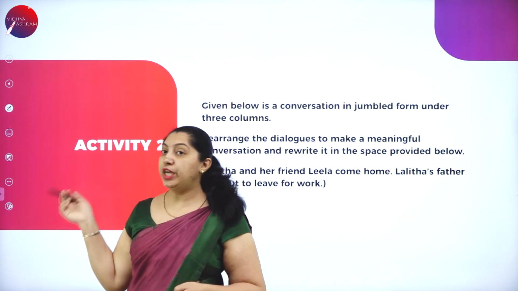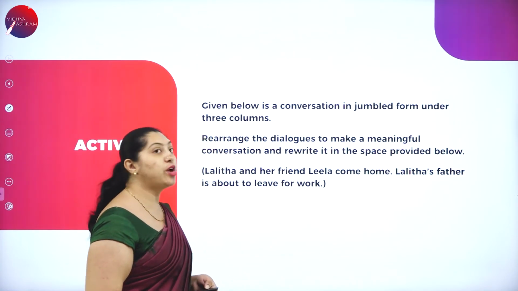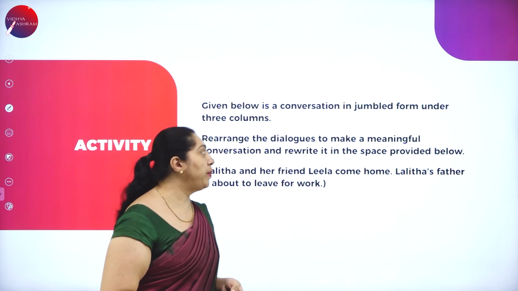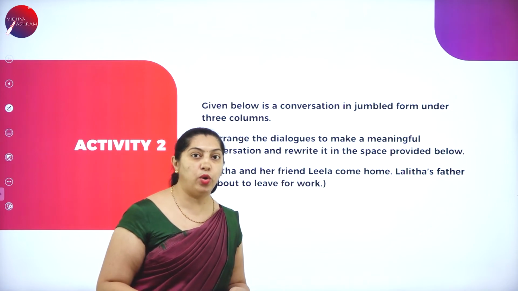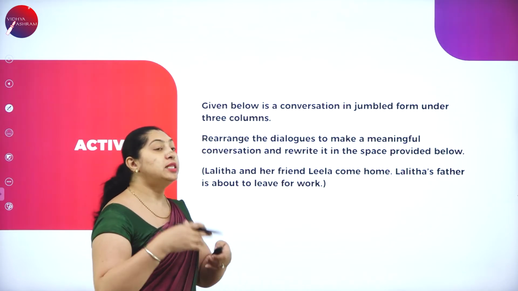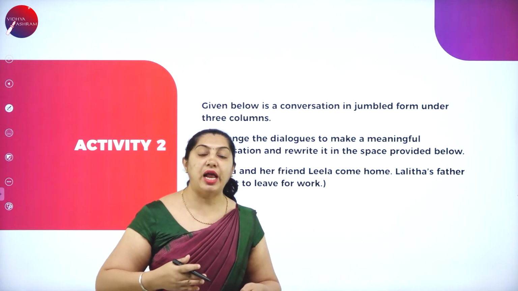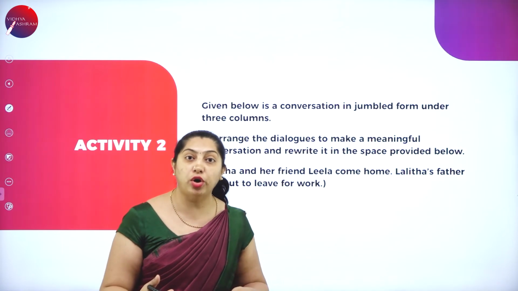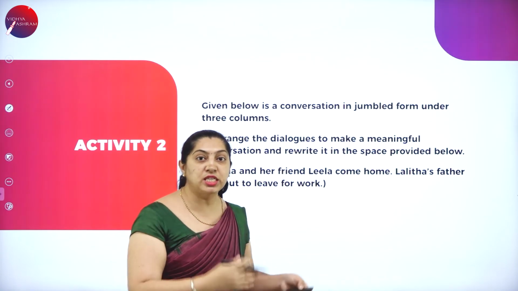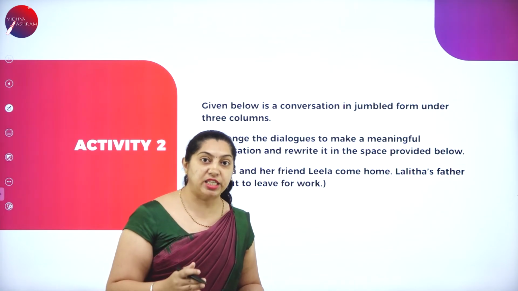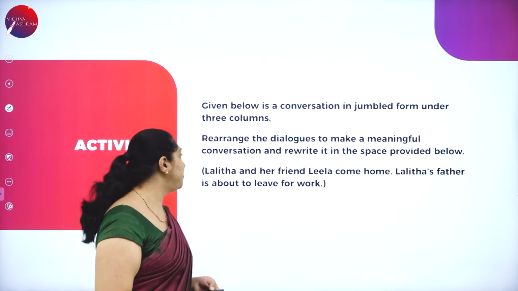Next, activity 2. Given below is a conversation in a jumbled form under 3 columns. Rearrange the dialogues to make a meaningful conversation and rewrite it in the space provided below. So what happens here is, the dialogue is given in 3 columns and you have to read the dialogues and rewrite them. Here, I'm not going to rewrite, I'm just going to number it. You can find this conversation in your textbook also, and there you have to rewrite it, but here I'm not going to rewrite it.